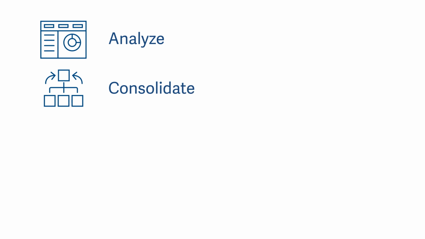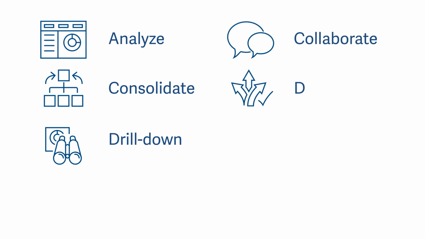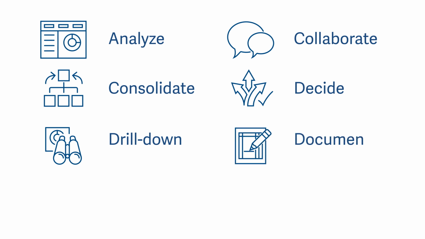In summary, using Sage Intacct's dashboards as a starting point, they analyze the strategy in real time, using financial and operational data consolidated from across the portfolio. They drill down to see the meaning behind the numbers, the transactions, and the collaborative conversations. Executives were able to define the problems and decide what to do next. And then, and this is important, they were able to document those decisions, capturing a record for future discussions.